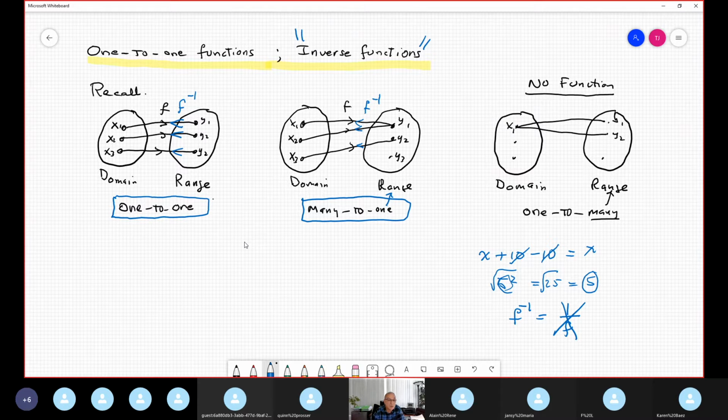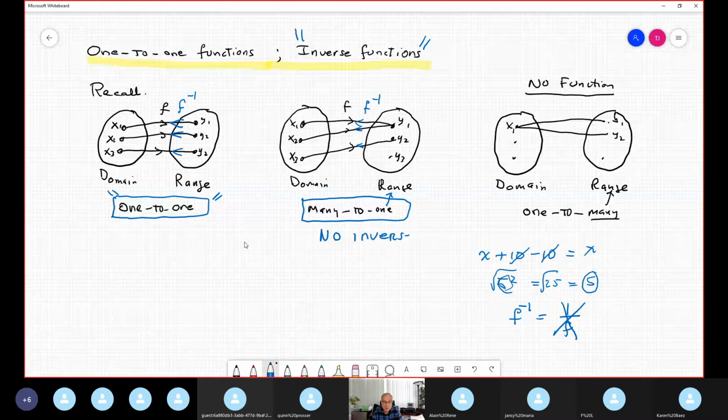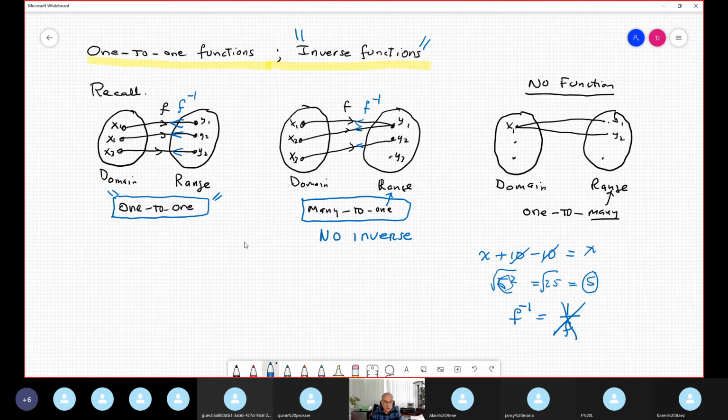But in the one-to-one function, everything is okay, because when you flip it, one-to-one in the opposite direction is also one-to-one. However, in the many-to-one, we have big trouble, because when you flip it, now we go to one-to-many. Conclusion: no inverse in many-to-one. So the function, in order to have an inverse function, must be one-to-one. This is the first requirement.